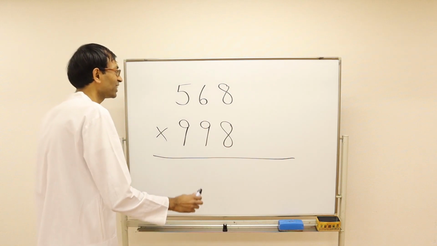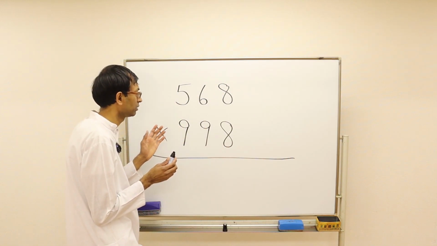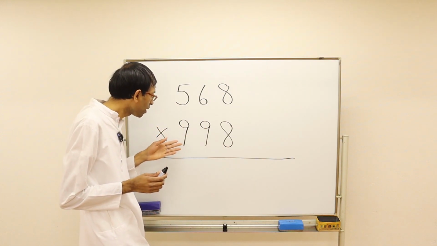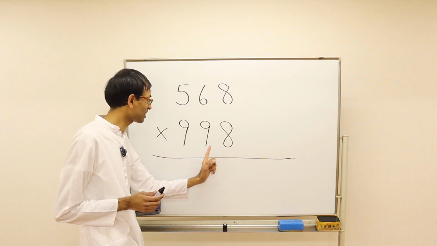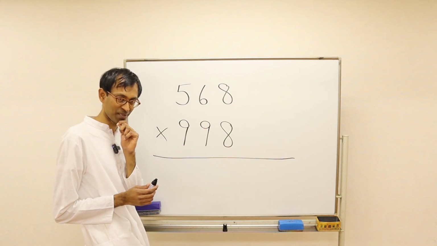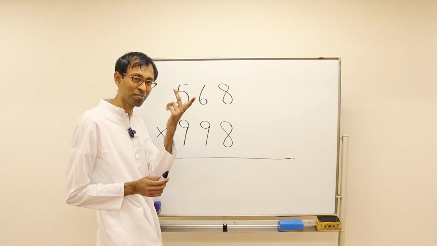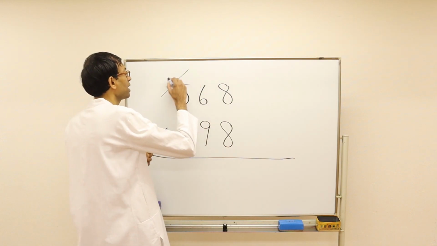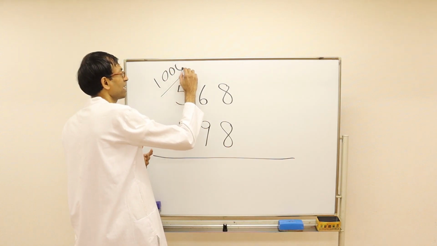Okay, so here we go. Here, there is a 3-digit number. Oh, but this number we see is close to one of our friends. What is that number? 1000.